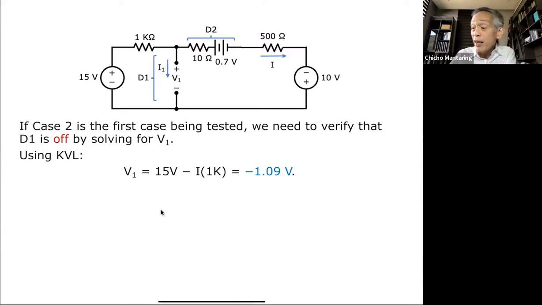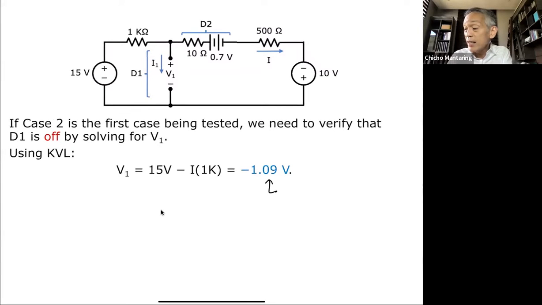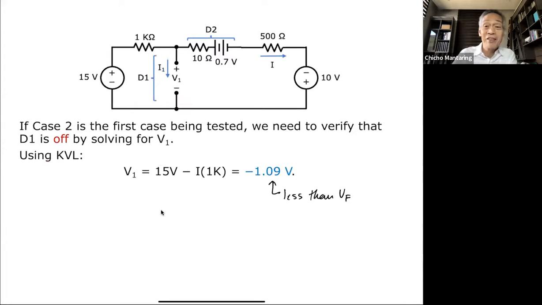And I'm going to get negative 1.09 volts. No? In other words, the voltage here is negative 1.09 volts. Note that this is less than V sub F. No? In fact, it is negative. It is negative. The fact that it is negative even forces it to be more reverse biased or more non-conducting.